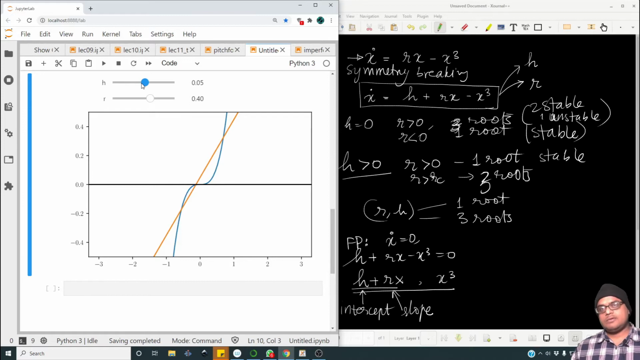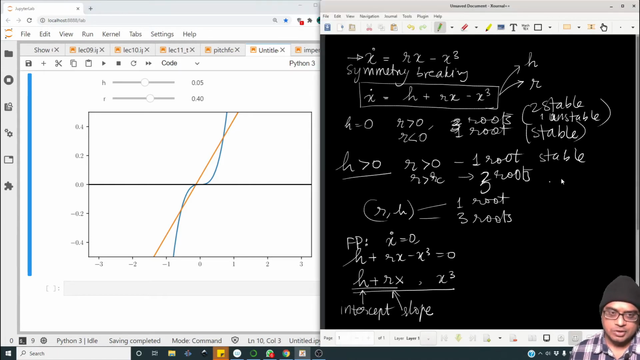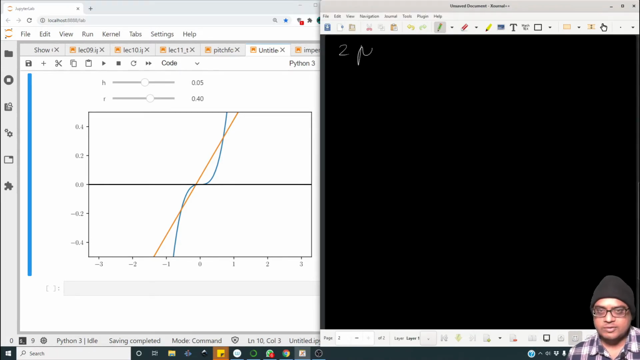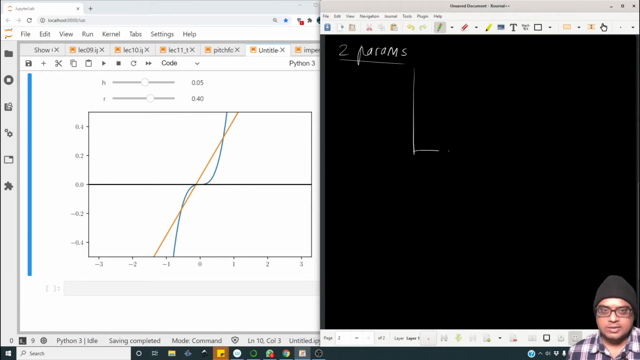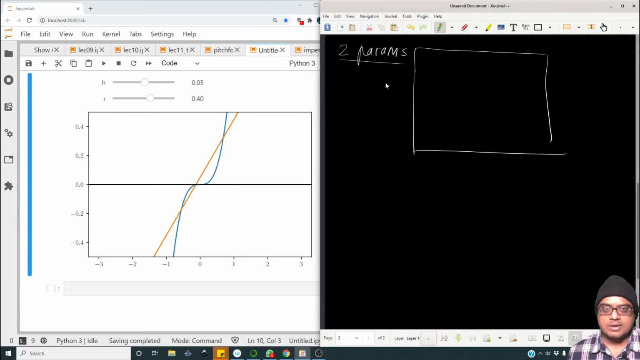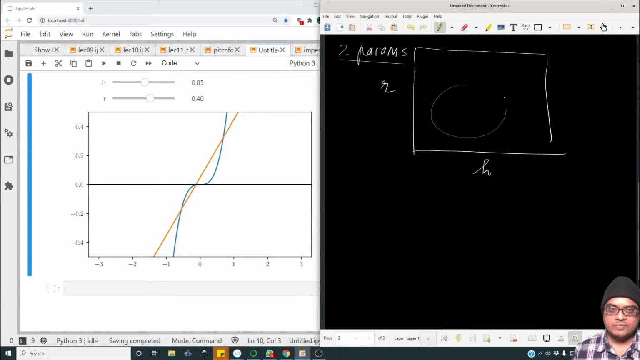So in the case of imperfect bifurcations, the whole idea is one parameter is not solely guiding the nature of the equation. Rather, there are two params, and if we were to extend our discussion to something in the RH plane, okay, so there are various combinations of R and H where you have two roots, rather one root. There are certain combinations of RH where we have three roots.